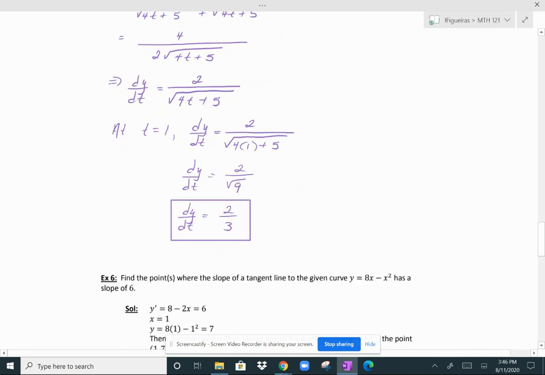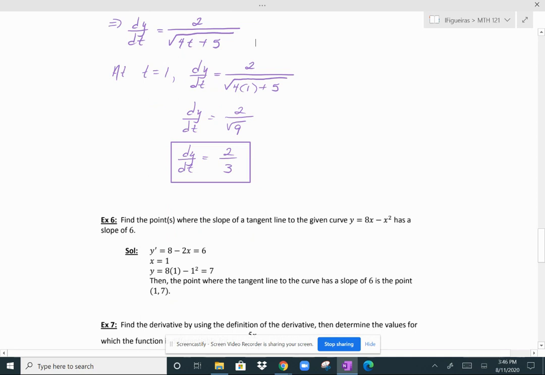Okay, so this is a slightly different problem, although similar in terms of the concept of derivatives. We want to find the point or points where the slope of a tangent line to the curve y equals 8x minus x squared has a slope of 6. I skipped some steps here. I gave you the derivative right from the beginning. You would have to apply the definition of the derivative, and it would all work out to be 8 minus 2x. What's important here is that you're told that the slope is 6 and the derivative is the slope. So that's the equation you have to set up.